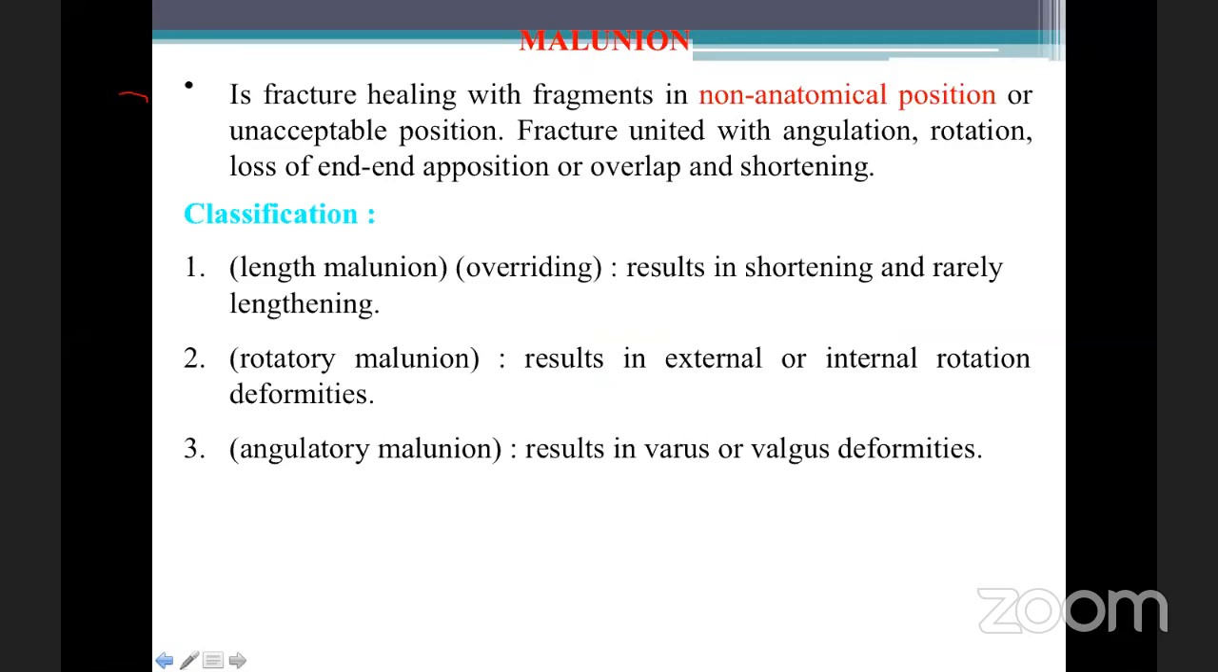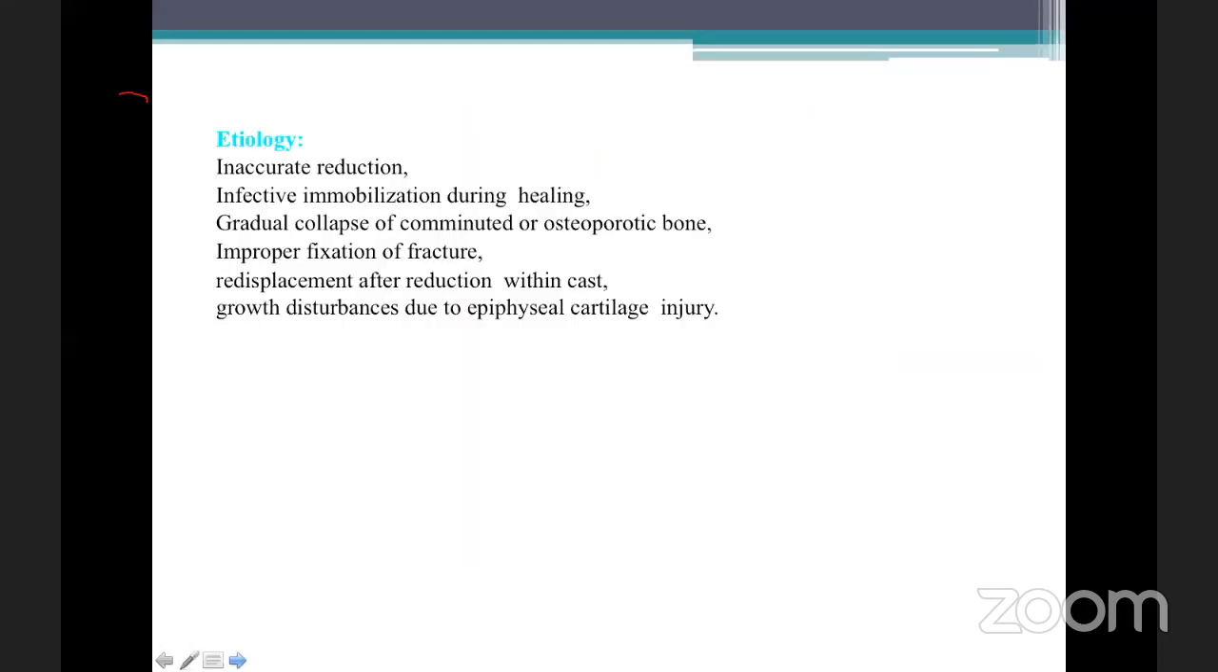So the classification consists of length malunion, whether you get a shortening or lengthening, or a rotatory malunion, when you have an external rotation deformity or an internal rotation deformity, or you get an angular deformity, whether a varus deformity, that is your foot goes into the midline, or a valgus deformity, that is your foot goes away from the midline. So these are the three types of classification for your malunion: length malunion, rotatory malunion, and angulatory malunion.